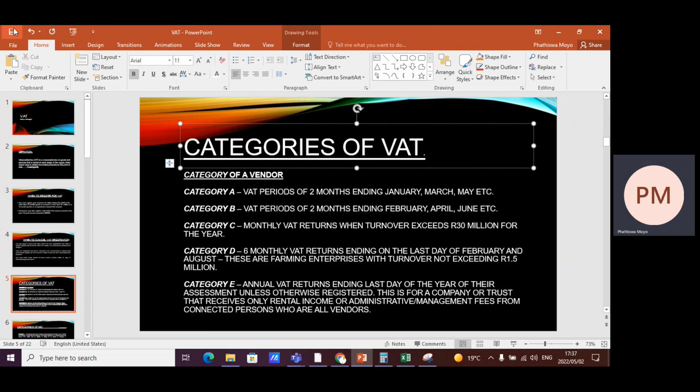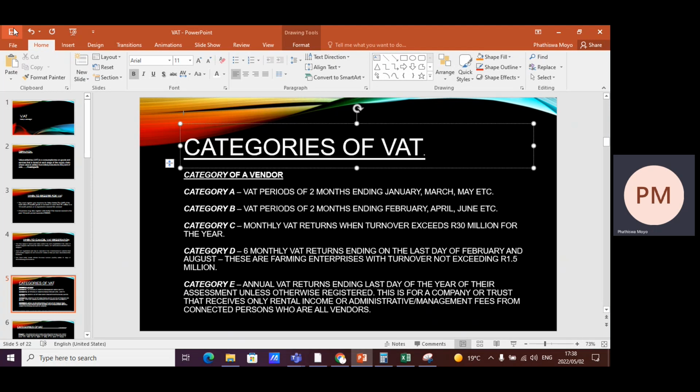Okay, so categories of a VAT vendor. Category A, VAT periods of 2 months ending January, March, May, etc. Category B, VAT periods, it's bi-monthly. This ends in February, April, June. Category C, monthly VAT returns when the supply is over 30 million.